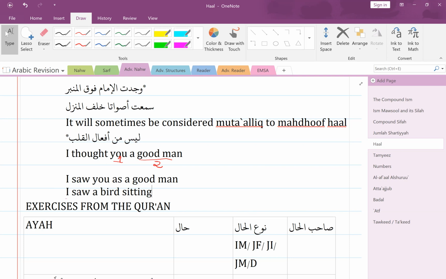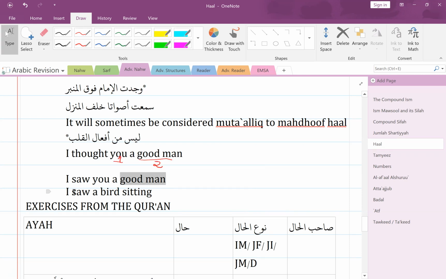af'alul qalb, then it has to take two maf'uls. So in this case, it will be two maf'uls. Whereas in this case, where it's actually literal seeing, then it's going to be one maf'ul and a hal. So you can actually see how I translated here. Let's remove "as" here so that it doesn't confuse you. I saw you a good man. I imagined you a good man. So you can see maf'ul bihi number one, you, a good man, maf'ul bihi number two.